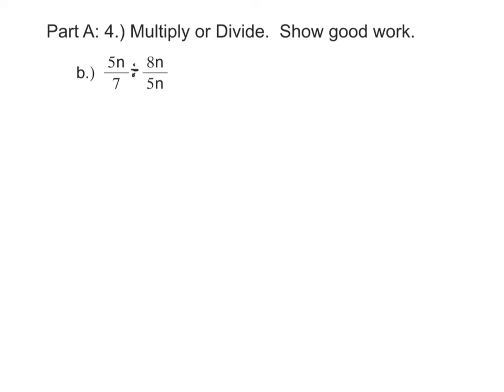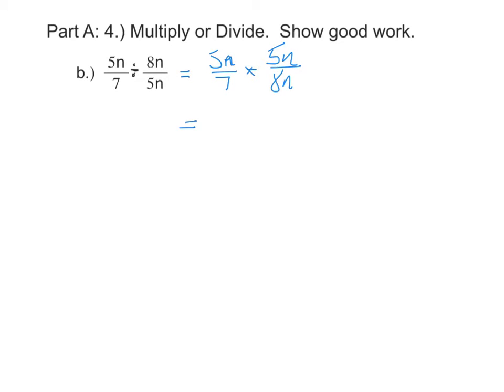When it comes to dividing, we have to remember the one rule there is for dividing. Dividing by a fraction is the same as multiplying by the reciprocal. Now that means that we leave the first fraction the same as that 5n over 7. Right? And it's dividing by the fraction that changes into multiplying by the reciprocal. So dividing changes into multiplying. And it's the fraction 8n over 5n that turns into its reciprocal, 5n over 8n.